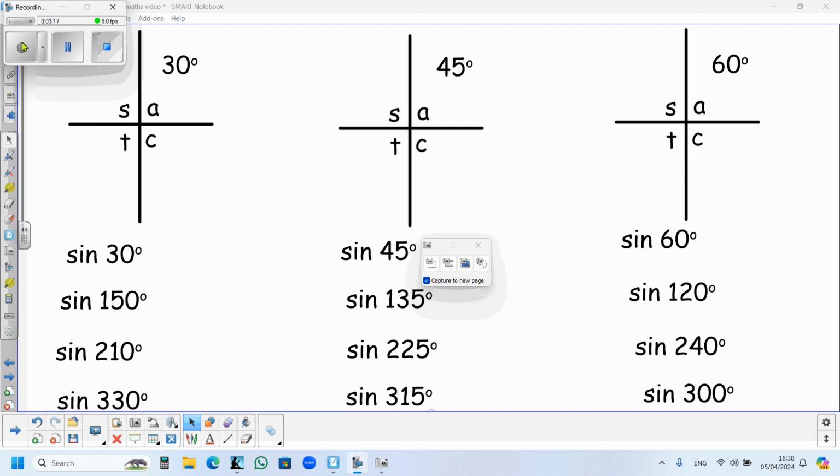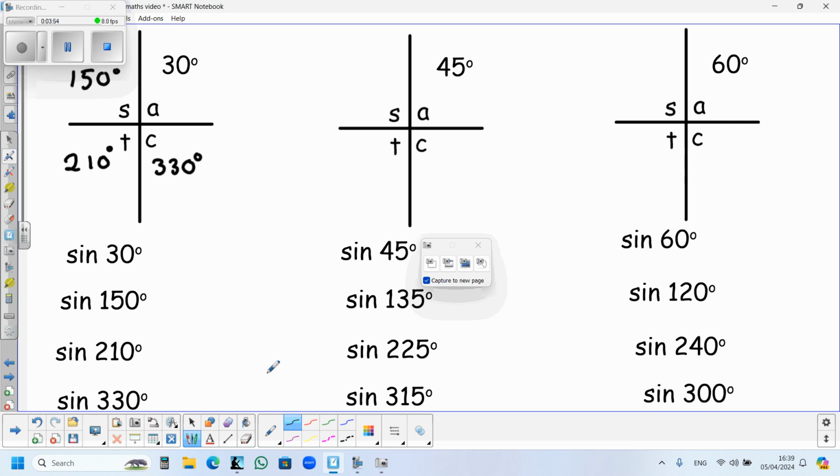Now, there's other angles that you've got to know the exact values of, and that's the ones that are related to our 30, our 45 and our 60. So the ones related to 30, if we go into quadrant 2, that's 180 minus 30, which is 150. If we go into quadrant 3, that's 180 plus 30, which is 210. And when we go into quadrant 4, that is 360 take away 30, which is 330. So you need to know all the ones that are related to 30 degrees.